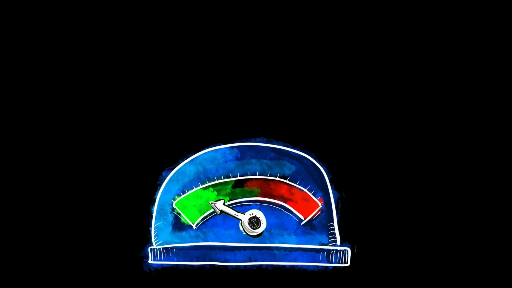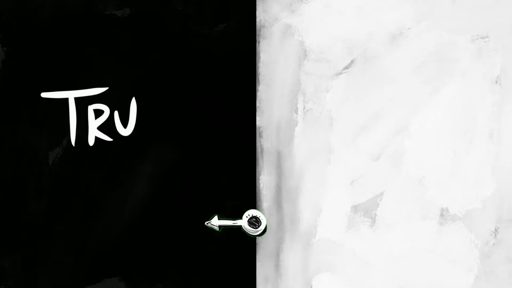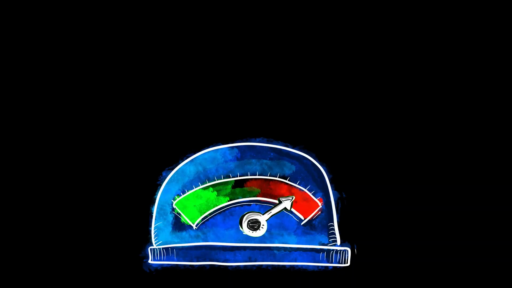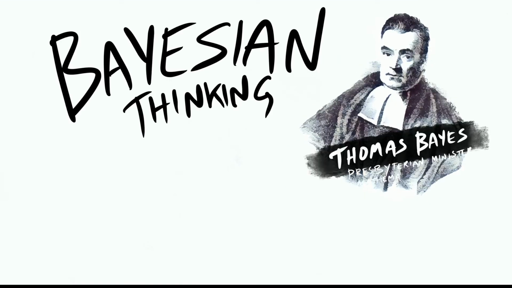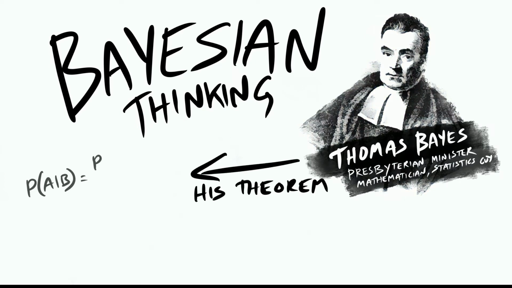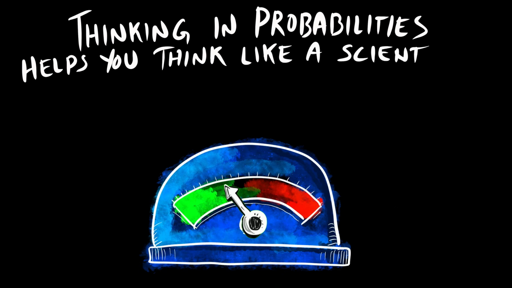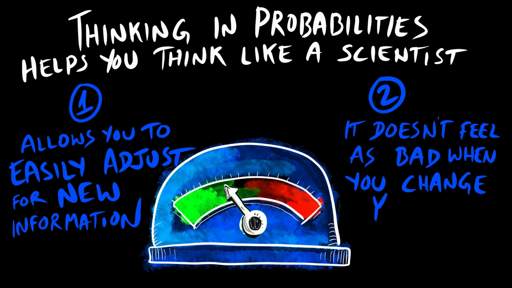When using probabilities, it feels better to change your mind because instead of having to flip from one position to another, I believe it, I don't believe it, you're just adjusting your probability, leaving it open for it to go back. And by the way, what we didn't mention in the show is that there's a name for this kind of thinking, and it's called Bayesian thinking, based on Thomas Bayes, a Presbyterian minister who was also a statistics guy and had a theorem, and that theorem is central to modern science. So, thinking in probabilities helps you think like a scientist because 1, it allows you to easily adjust for new information, and 2, it doesn't feel as bad when you change your mind.